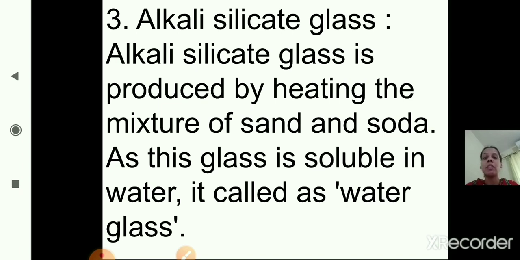So this is the third type of glass, alkali silicate glass. It is produced by heating the mixture of sand and soda. As this glass is soluble in water, it is called water glass.